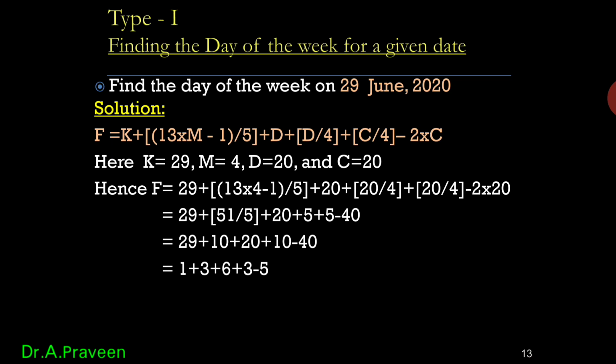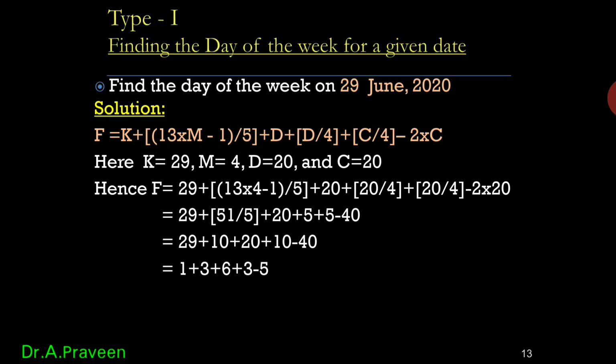And when 10 is divided by 7, 1 times 7 is 7, the remainder is 3. And when 20 is divided by 7, 2 times 7 is 14 and the remainder is 6. Again for 10 I can write 3, and 40, 5 times 7 is 35 and the remainder is 5. So now see here, in this expression 1 plus 3 plus 6 plus 3 minus 5, when you add 1 and 6 you will get 7.